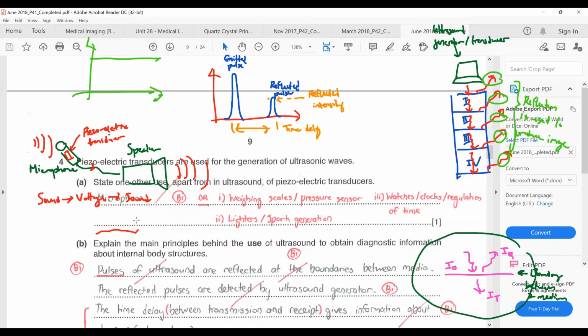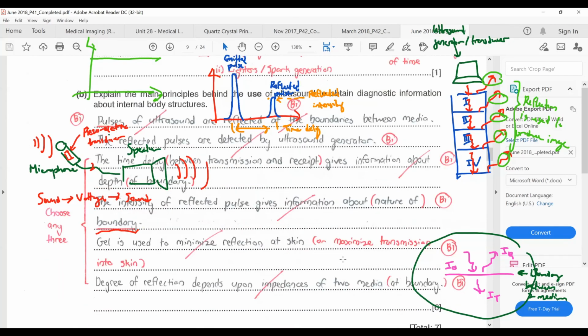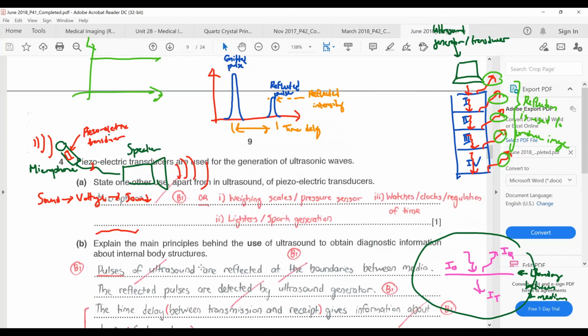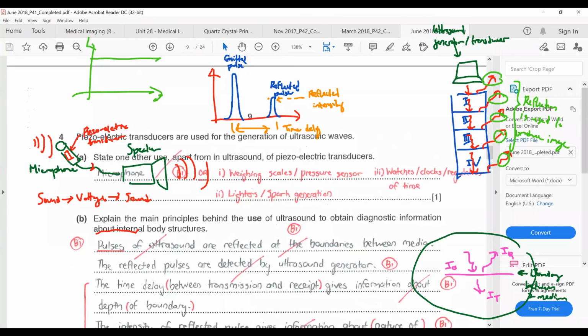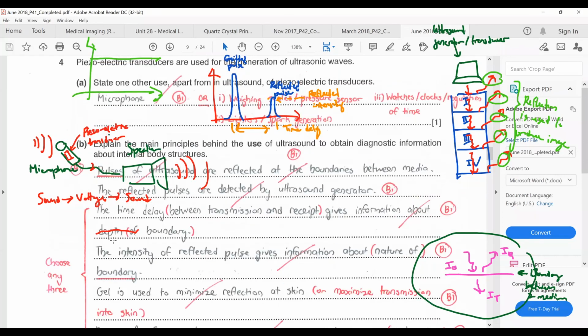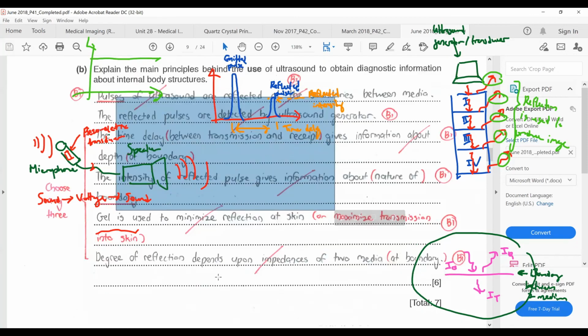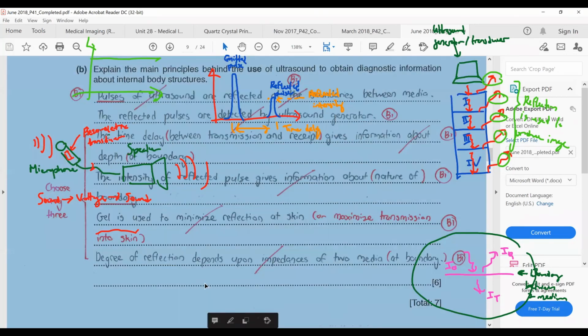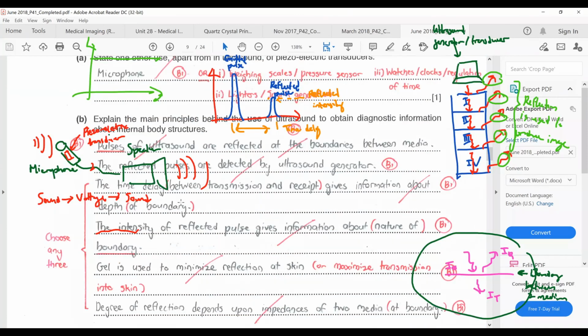For part B, explain the main principles behind the use of ultrasound to obtain diagnostic information about internal body structures. We've actually done that same question on page 25. It's exactly the same question, exactly the same answer. So you can recopy it later when you are free. This one, I won't really bother so much about.